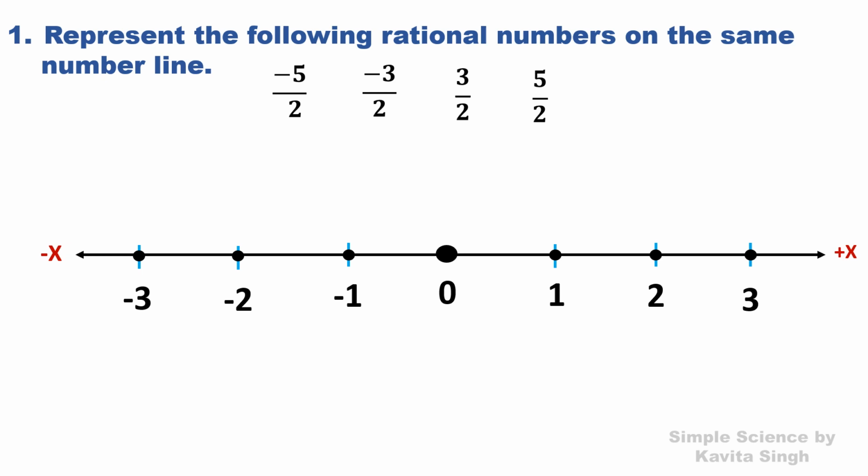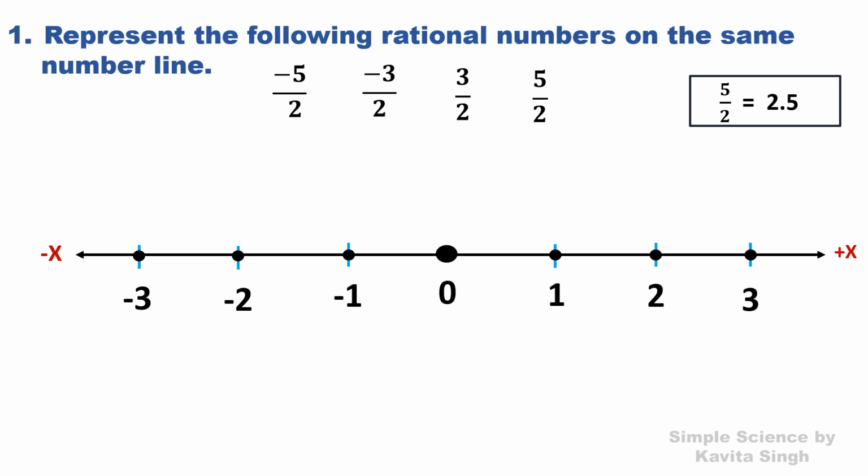Now why I have taken up to 3 only? Why not up to 2 or why not up to 4? There is a reason. Check the last number 5/2 and the first number -5/2. What will you get when you divide 5 by 2? You will get 2.5. That means our last limit is 2.5. So you should take a value greater than that. So 3 is greater than 2.5. So we will take 3 values on positive axis.